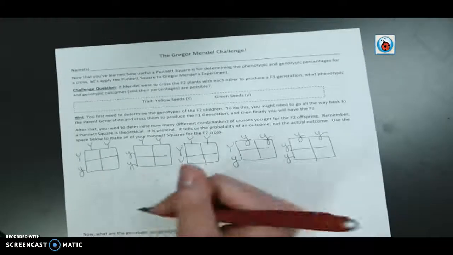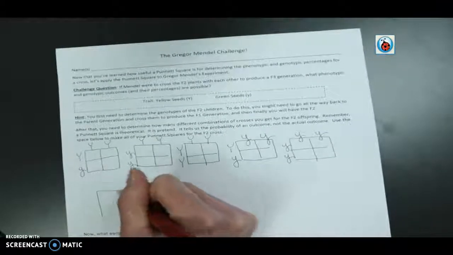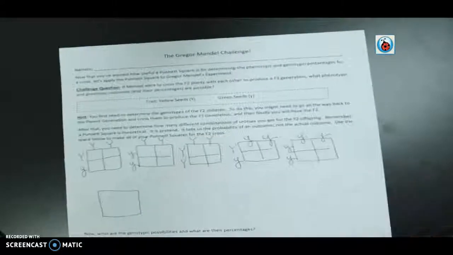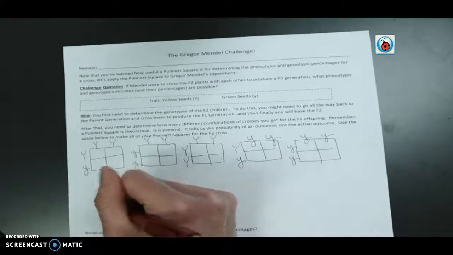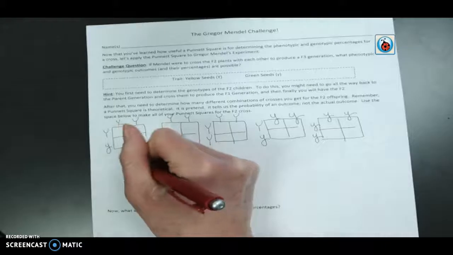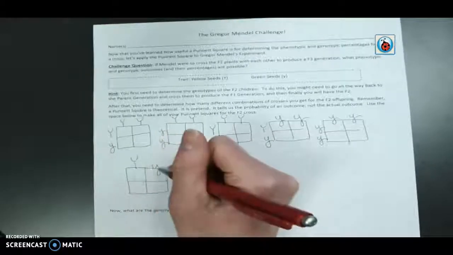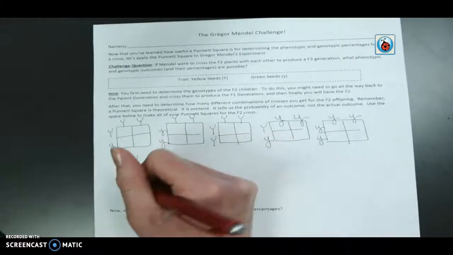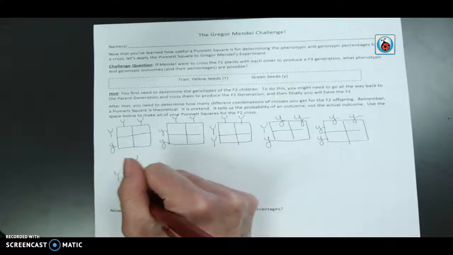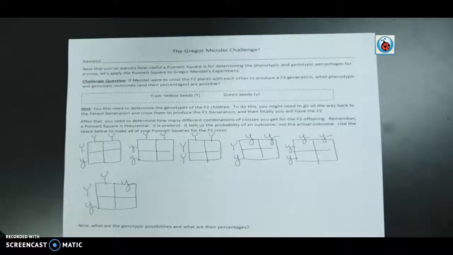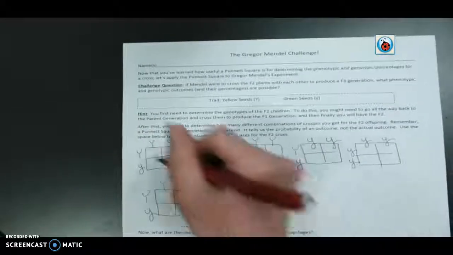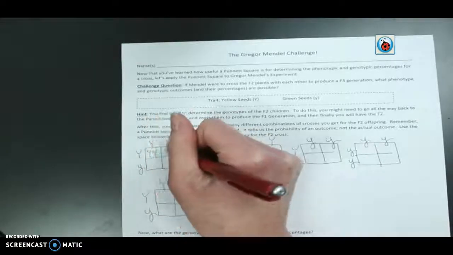Okay, now there's one more that we haven't tried yet. I don't have a heterozygous mating with another heterozygous. I don't have that anywhere yet. So you should have a total of 6 Punnett squares that you now need to cross. So I'm going to do that very quickly right now.